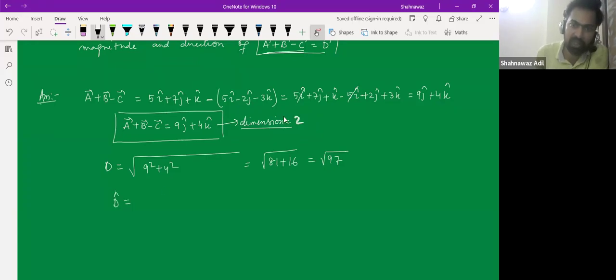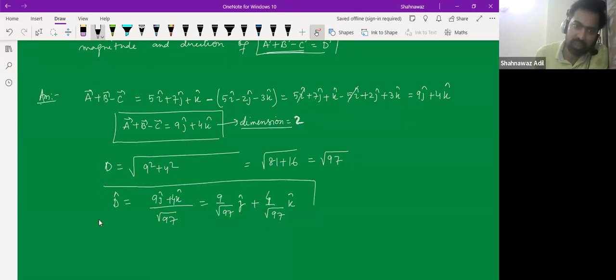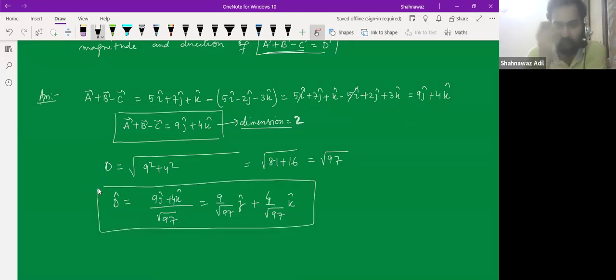So this is the vector 9j hat plus 4k hat divided by root 97. So this is 9 by root 97 j hat plus... oh, why did I write 4? So 3 plus 1, 4, right? So this is 4k, so 4 by root 97 k. So this is the direction. Clear? Okay, quickly note it down and then we will understand.